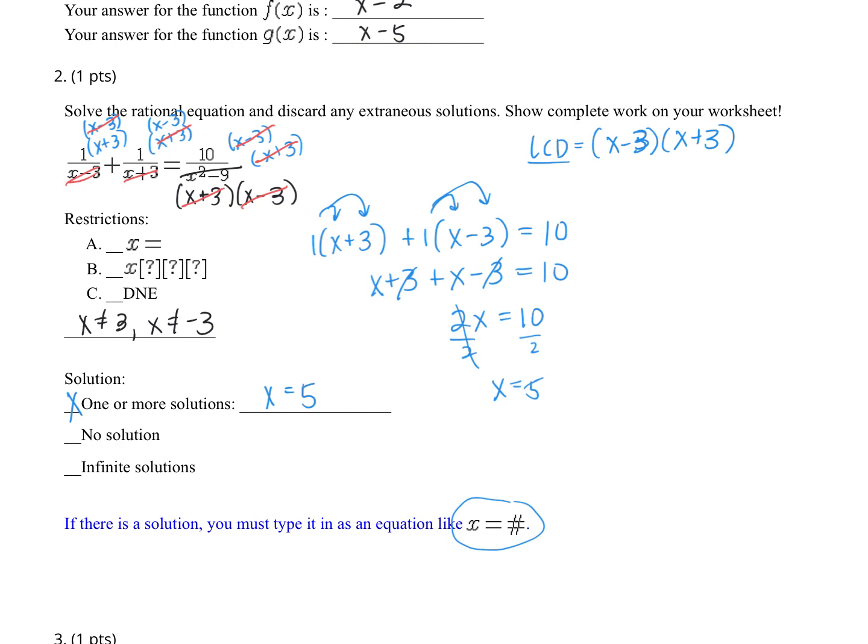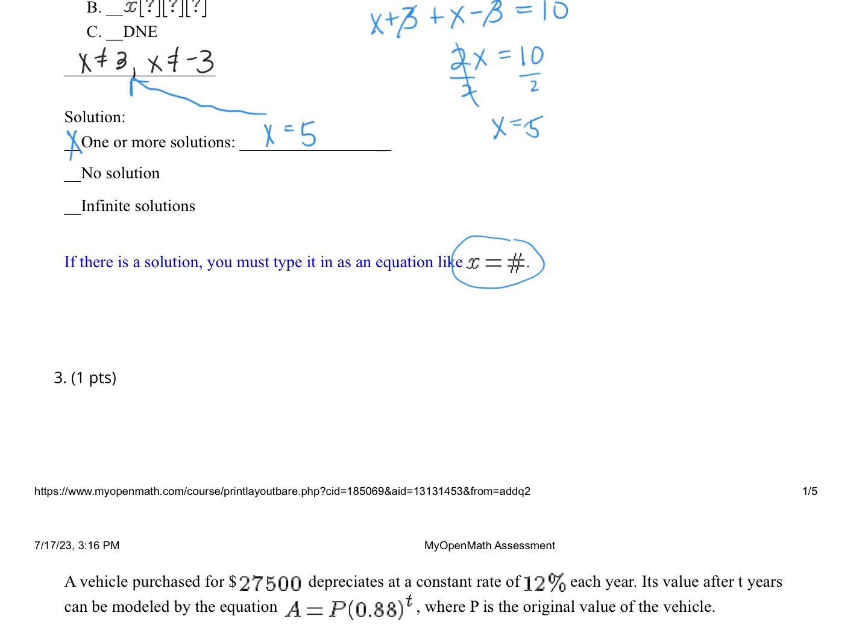Remember to check your restrictions when you get your answer. If we would have gotten x equals 3, and that's one of our restricted values, then we would have to say there's no solution. But since 5 is not restricted, it's okay to use that as a solution.